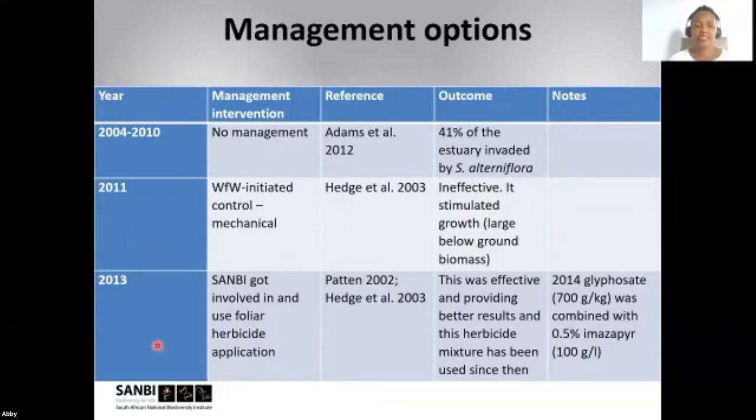In 2013, SANBI got involved and we used a foliar herbicide application, a mixture of these two herbicides, glyphosate and imazapyr. This method was effective in providing better results, and this is the mixture of herbicides that we are using.